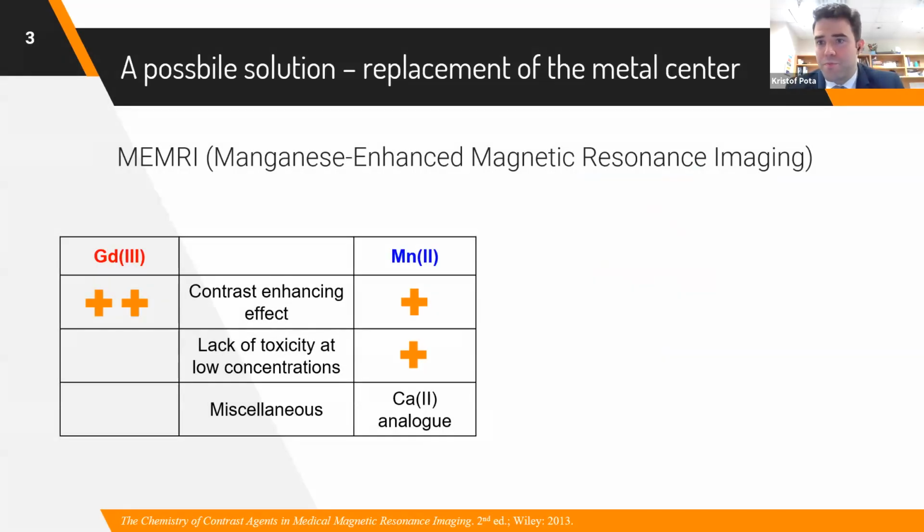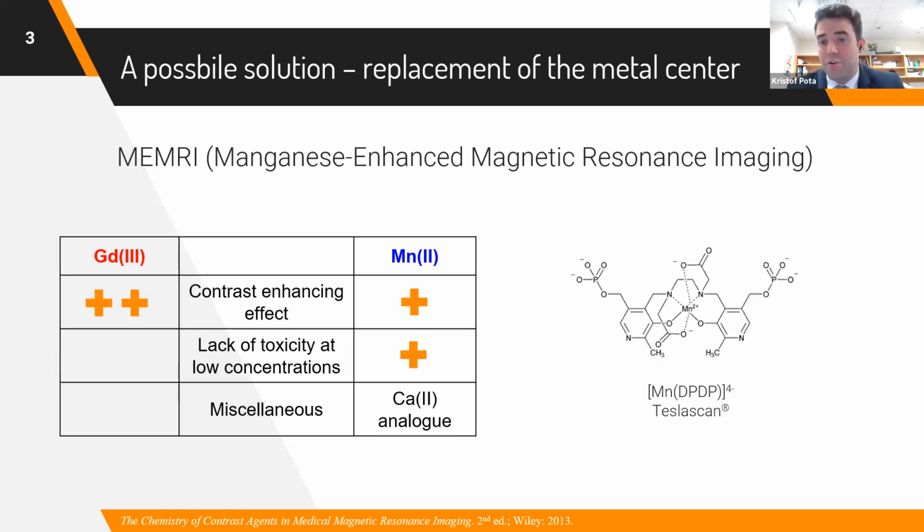So how can we solve the problem of the toxic gadolinium ions? We can replace the metal center, for example, with manganese. It can lead to manganese-enhanced magnetic resonance imaging. If we compare these two metals, we can see that manganese is a little bit less effective in contrast enhancing than gadolinium, but it lacks the toxicity of gadolinium at lower concentrations, and it's a calcium analog, so it allows the mapping of the central nervous system.